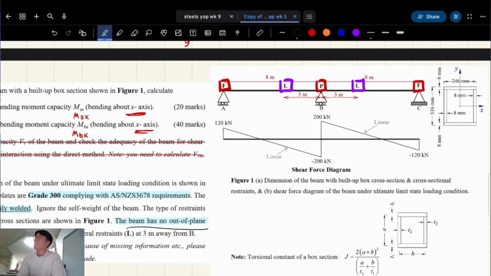Fixed, lateral thing and pin. Lateral restraint. So it's not to do with the supports, because when you say fixed, that's like a fixed support, that's like a pin support, right? Mm-hmm.